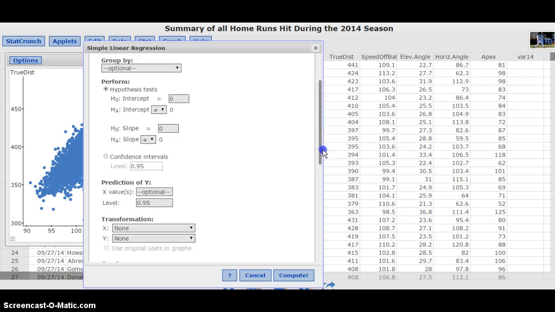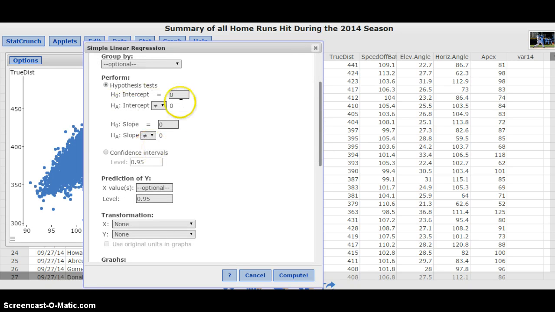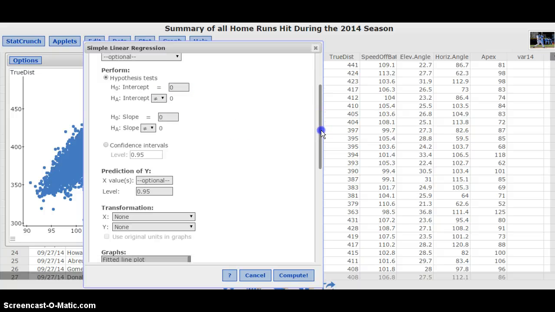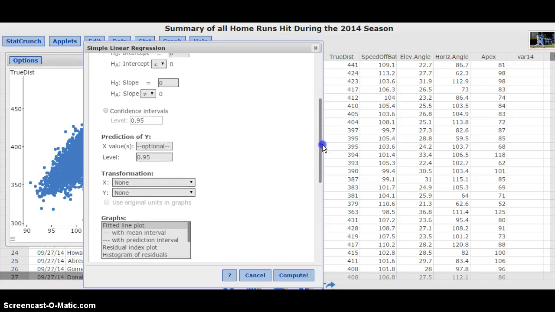So you see some other things down here. You see that you can do a hypothesis test. We can go ahead and allow it to do that. We're not really going to be concerned with that. It's just going to do the hypothesis test to make sure that this variable is in fact helping explain the true distance.